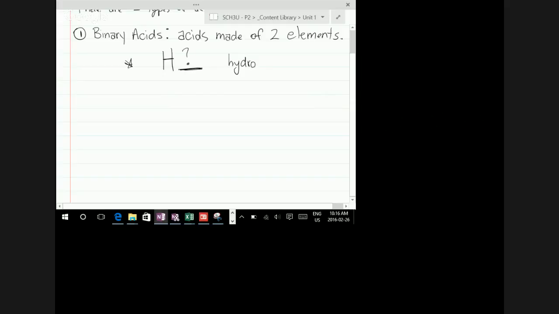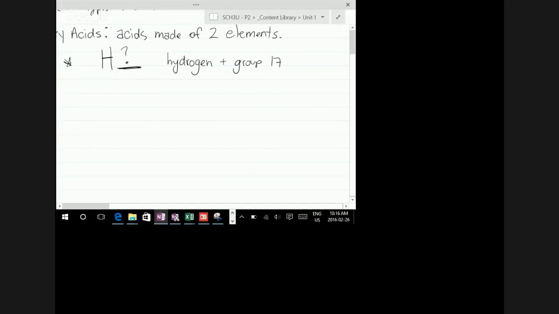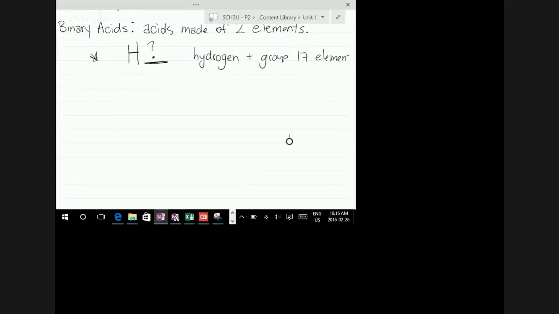So it's hydrogen and a group 7 element. Actually, I guess we should call it group 17. These are the second to last row of the periodic table. Look at your periodic table. What are they going to be? Chloride, bromide, iodide.